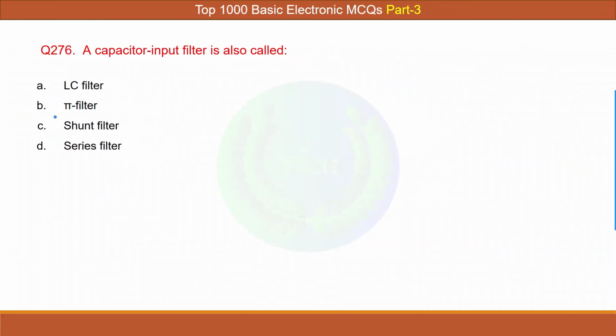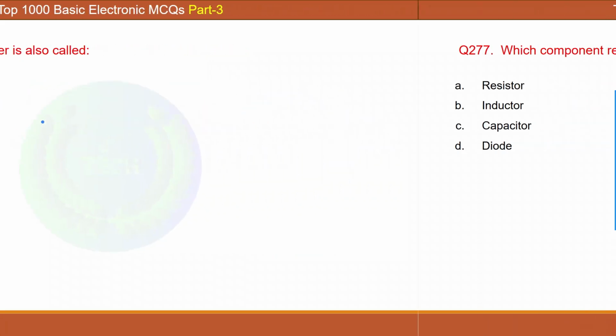Next question, question number 276. A capacitor input filter is also called option A LC filter, option B pi filter, option C shunt filter, option D series filter. The answer is option C shunt filter.